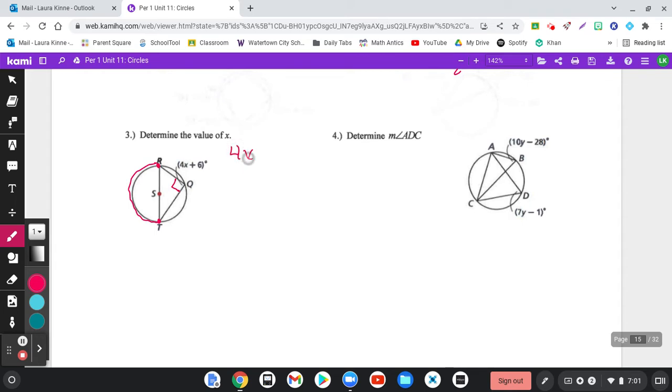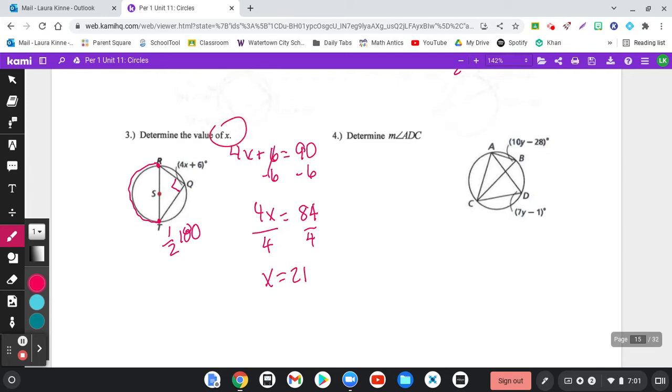So 4x plus 6 equals 90, because again, the angle is half of 180. So we'll subtract 6, a little bit of algebra here. 4x equals 84, and then divide by 4 to get x equals 21, and that's what it wants you to find. So you're done.